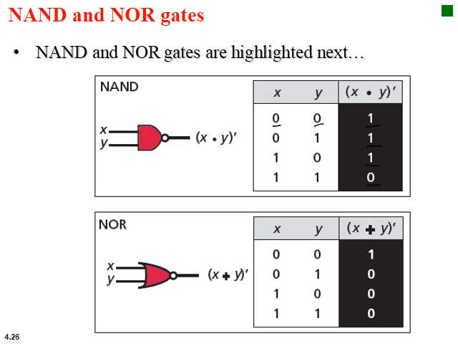NOR is similar, it's not OR. Usually for OR, 0 or 0 gives us 0, and then we NOT that, which gives us 1. 0 or 1 normally gives us 1, we NOT that, and that is 0. 1 or 0 normally gives us 1, and we NOT that, which gives us 0. And 1 or 1 gives us normally 1, and we NOT that to give us 0. Alright, so those are the 2 extra gates.